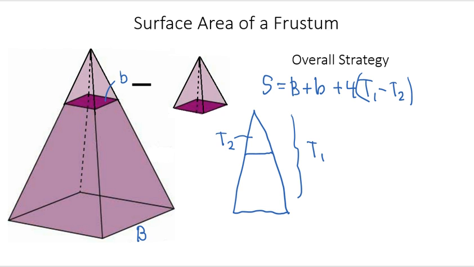So in general, the strategy for surface area is to add up the areas of what we have. What we have is a bottom base B, a top base little b, and then 1, 2, and back here 3 and 4, essentially trapezoids. Those trapezoids we could find by taking the area of the whole triangle minus the area of the top triangle that was removed. So again, let's look at an example.